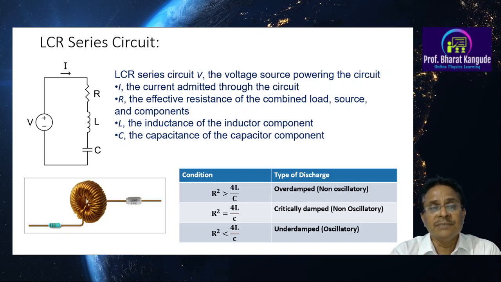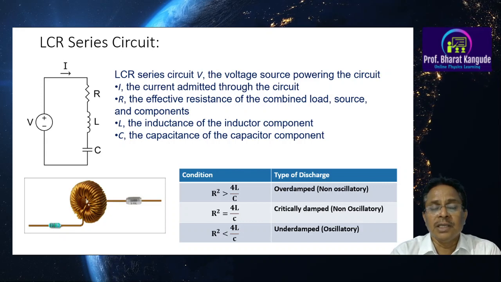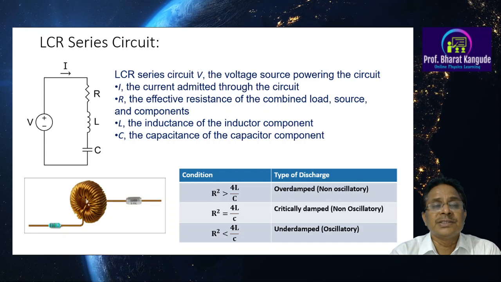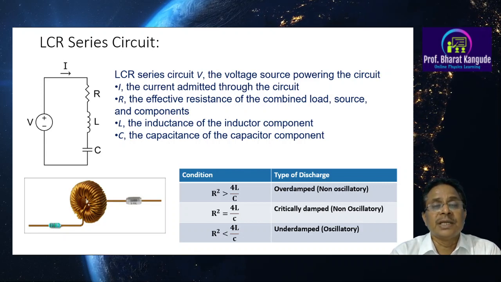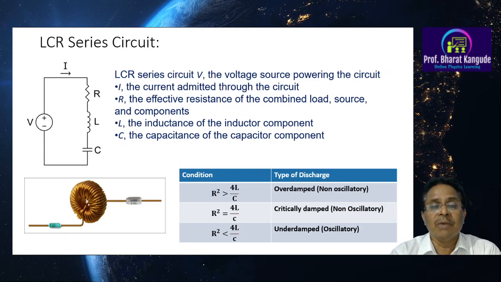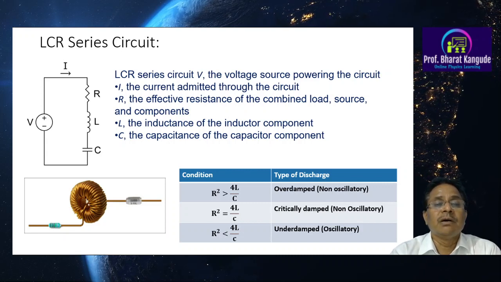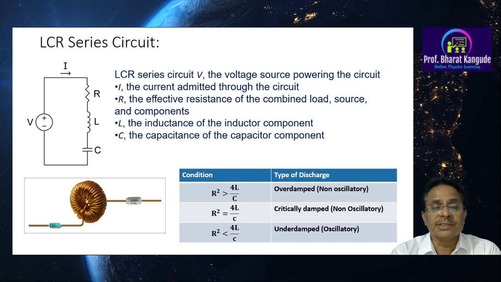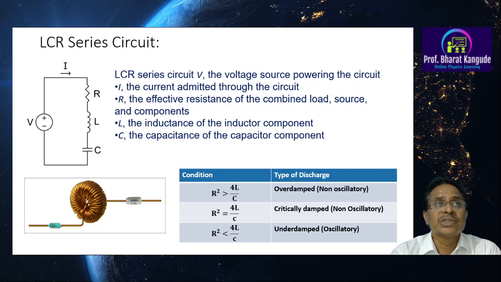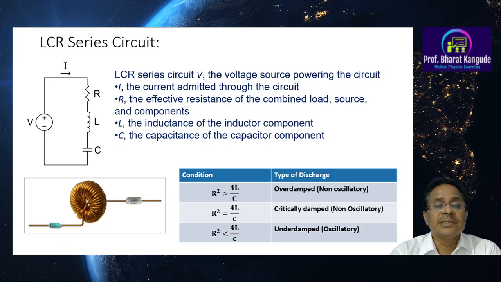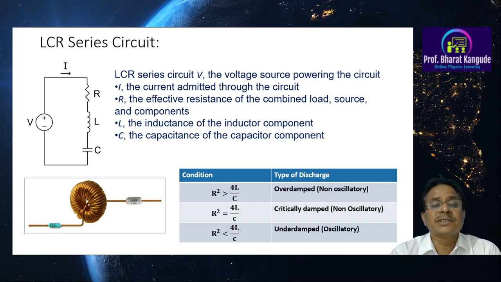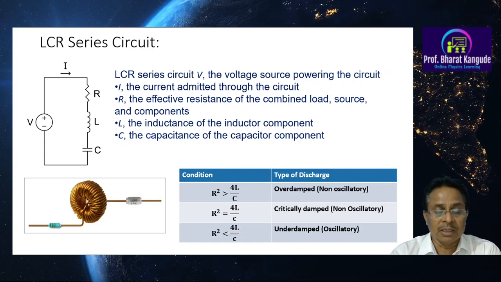Now in electricity or electrostatics, there exists one circuit which is called the LCR series circuit. In the LCR series circuit, the voltage source powering the circuit is given by V. I is taken to be the current admitted through the circuit at one instant. R is the effective resistance of the combined load, source and component. L is the inductance of the inductor component, and C is the capacitance of the capacitor component.